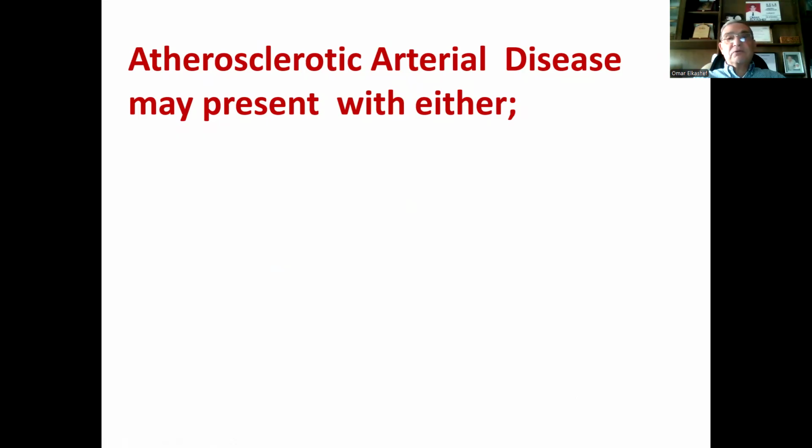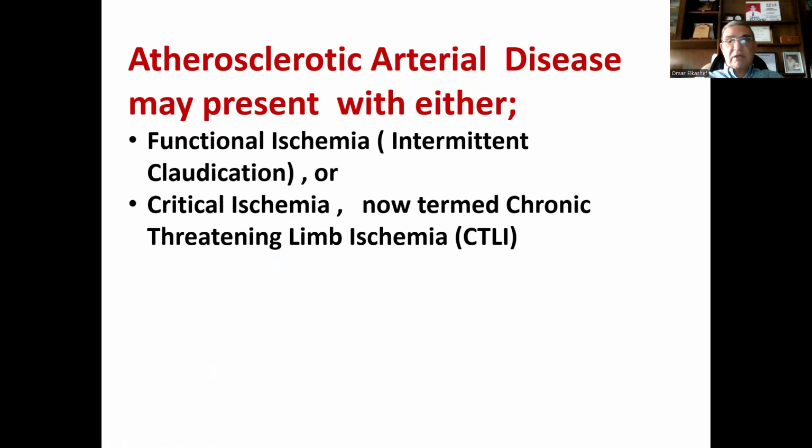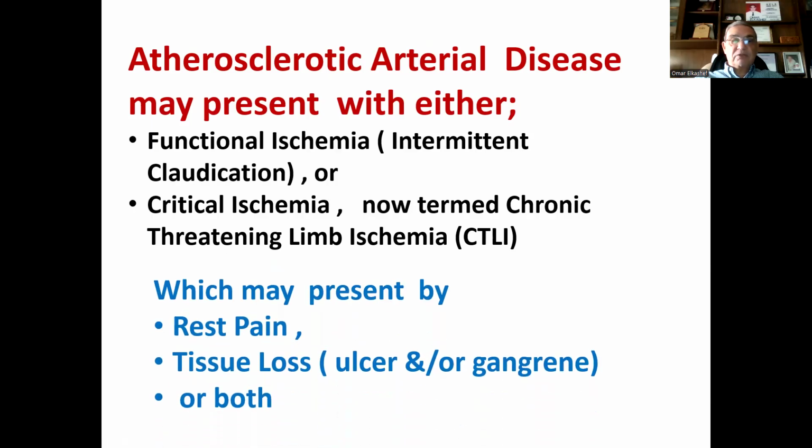As you know, atherosclerotic arterial disease may present with either functional ischemia, that is intermittent claudication, or critical ischemia, now termed chronic limb-threatening ischemia, CLTI, which may present with rest pain or with tissue loss, in the form of ulcer or gangrene or both of them.